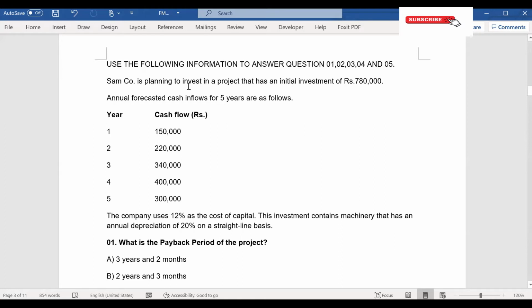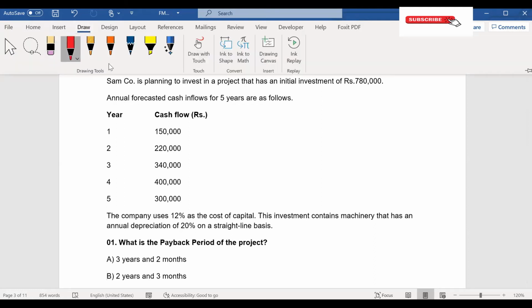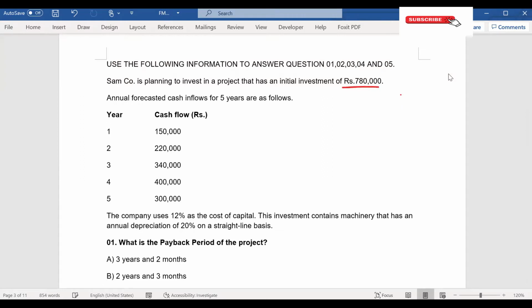Sam company is planning to invest in a project that has an initial investment of 780,000. So 780,000 is required, is the investment. Annual forecasted cash inflows for 5 years are as follows. And also you are given the cash flows for the 5 years.